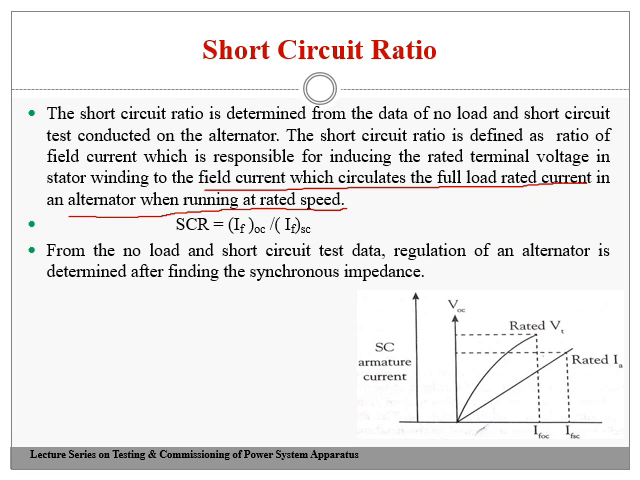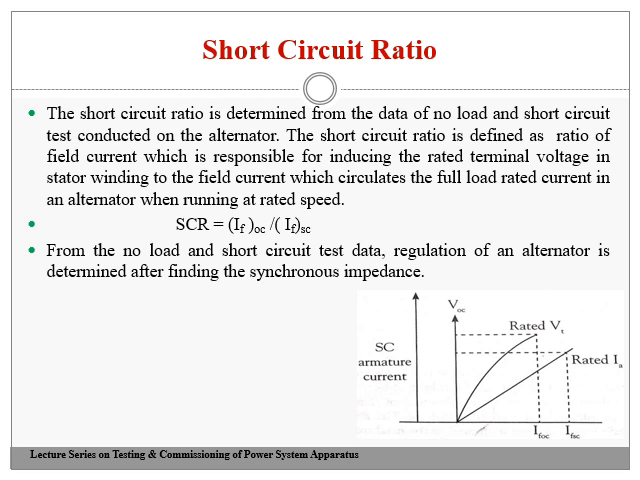And the denominator part is the field current which circulates the short circuit current. When I say short circuit current, it automatically means the data we get from the short circuit test. Therefore, the SCR is the ratio of two field currents. The numerator is taken from the open circuit characteristics that we have seen in the previous slide, and the denominator field current is taken from the short circuit characteristics test, that you have seen once again in the previous slide. The ratio will give the short circuit ratio.